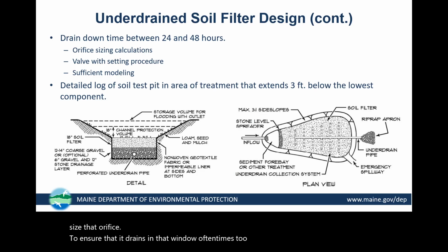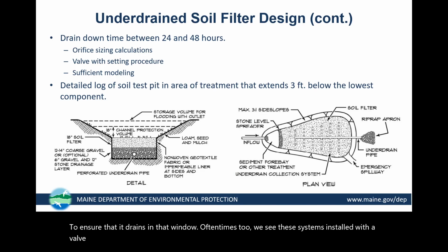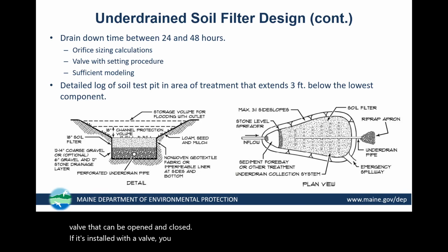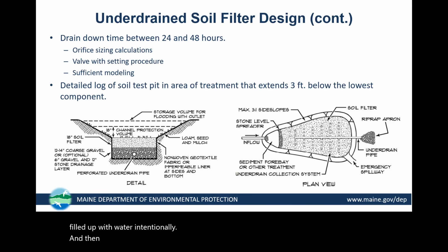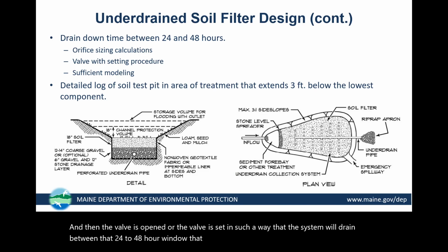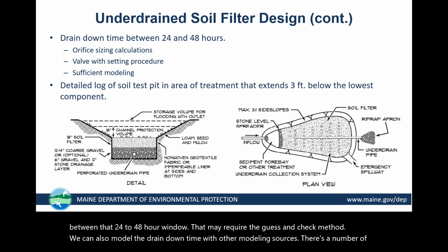Oftentimes too, we see these systems installed with a valve that can be opened and closed. If it's installed with a valve, you also need to include a setting procedure. So for example, once the system is built, the valve is closed, the system is allowed to fill up either naturally or filled up with water intentionally, and then the valve is opened or set in such a way that the system will drain between that 24 to 48 hour window. That may require the guess and check method. We can also model the drain down time with other modeling sources. There's a number of different ways to do that.